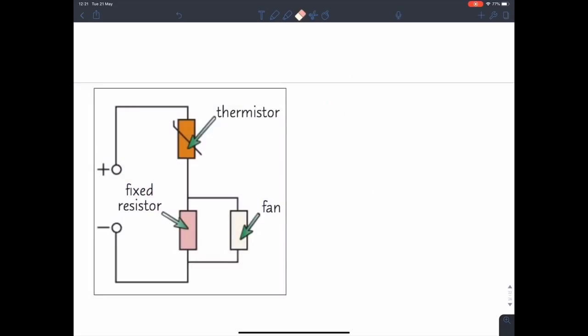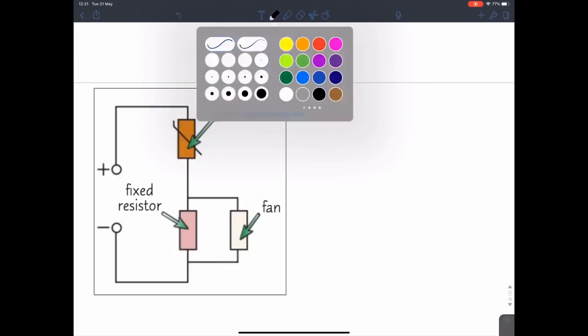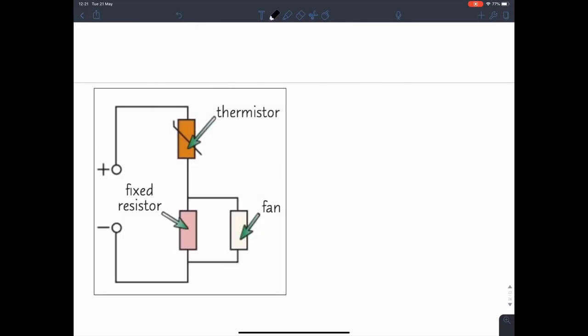Okay, now for the thermistor, it's the same concept. However, things are changing a little bit over here. So first of all, thermistors work to turn on a fan when it becomes hot. So the moment it becomes hot, the first component to react to that, of course, is the thermistor. Now the thermistor's resistance will decrease. So you have to remember that a thermistor in heat, the resistance decreases.